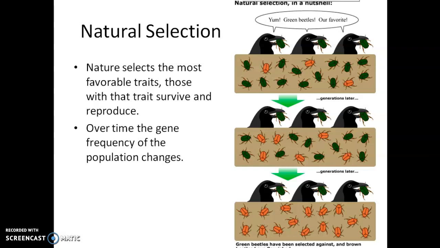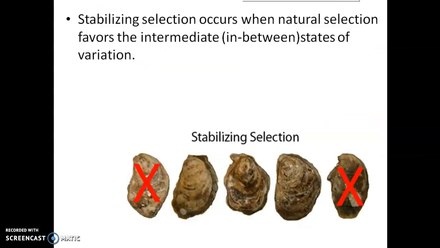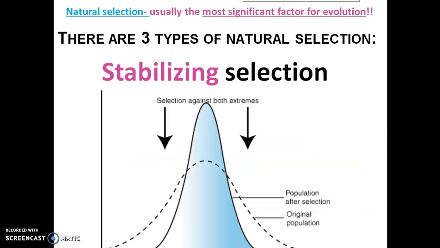All right, the last thing is natural selection. With natural selection, this is where we have seen over and over again that nature is going to determine what are the best adapted organisms and which ones have the favorable traits. Those that are the strongest and the best adapted will be able to reproduce because they didn't die off unlike others. Okay, now there are three types of natural selection.